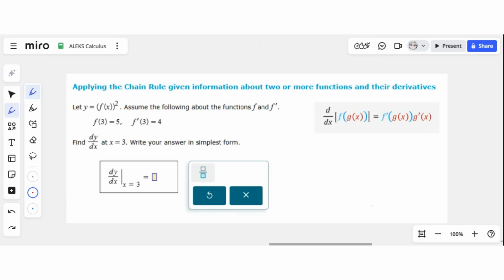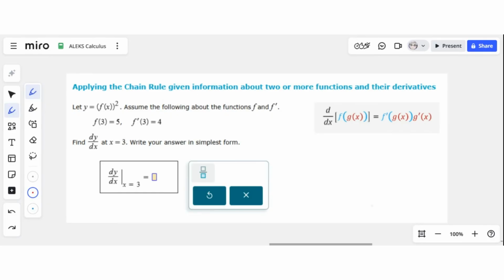In these problems, we are finding derivatives with the chain rule. But instead of being given formulas for our functions, we're just given some information about the function. So we know that f of 3 equals 5 and f prime of 3 equals 4. And we need to find the derivative of y here, which is defined as f of x squared. So how do we approach this?